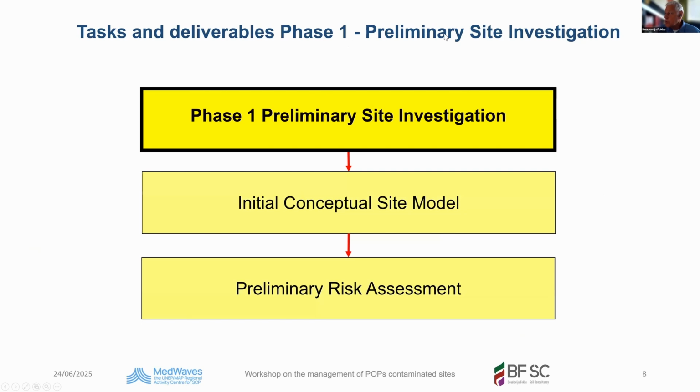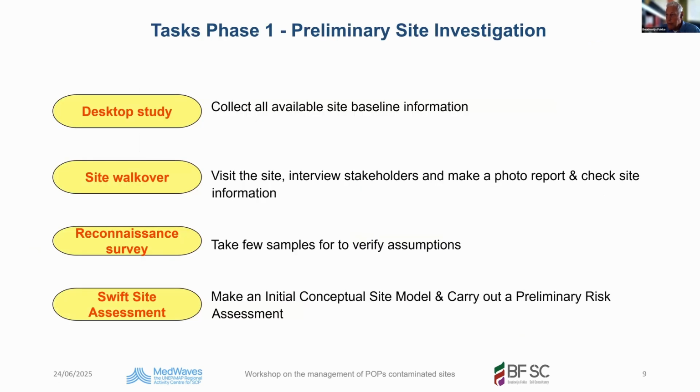Tasks and deliverables of phase 1, the preliminary site investigation. Deliverables are an initial conceptual site model and a preliminary risk assessment. And this is being discussed in a separate module number 4. The tasks are a desktop study, collecting all available site information as much as possible; a site walkover, visiting the site, interviewing stakeholders, making a photo report, and checking the site information; and then a reconnaissance survey, taking a few samples to verify assumptions.